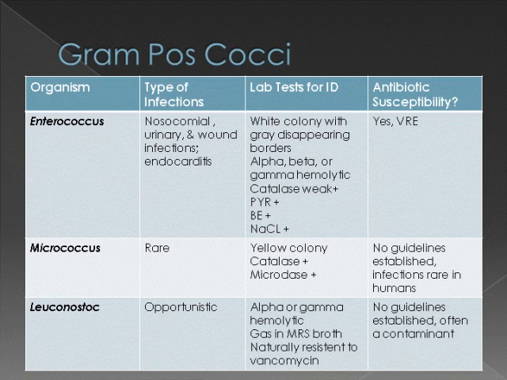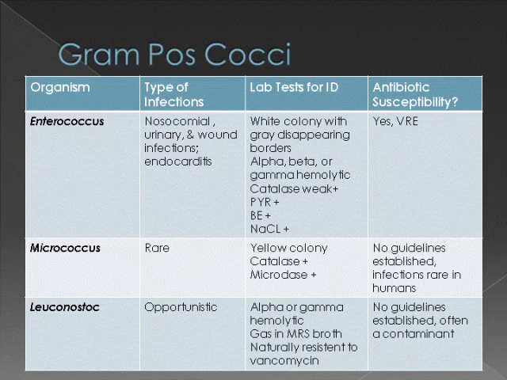Micrococcus causes rare infections in humans. On blood agar, it appears as a yellow colony, and it is catalase positive and microdase positive. The microdase test is a modified type of oxidase test. This is how you can tell the difference between a micrococcus and a staph, because micrococcus and staph are both catalase positive. No guidelines have been established for susceptibility because the infections are rare in humans.